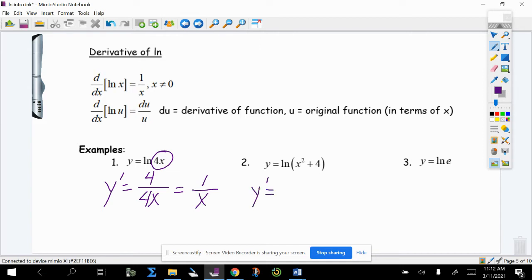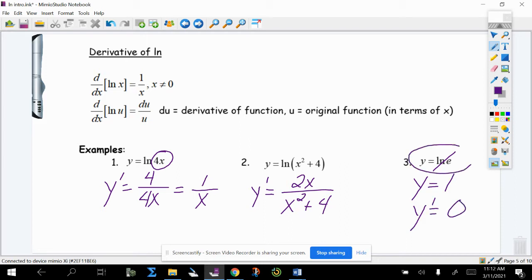Next one, natural log of x squared plus 4. You're going to take the derivative of x squared plus 4 over x squared plus 4. And this actually will not simplify at all. Number 3 is kind of a trick question. e is a number. So the natural log of e is just 1. And the derivative of 1 is 0. So anytime you have something that doesn't have a variable, remember e is not a variable, it's actually a number, your derivative will be 0 because it is a constant.